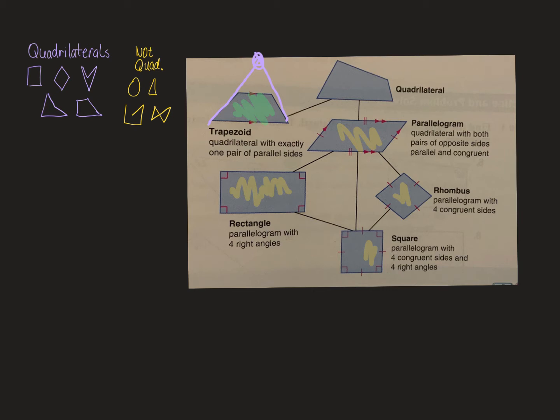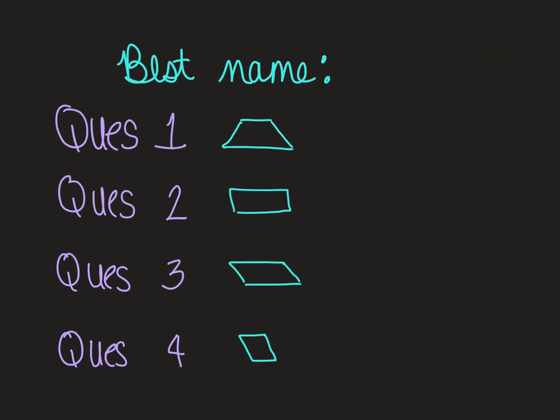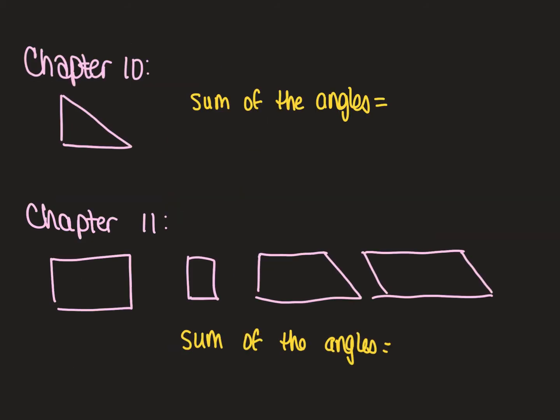So here we go. Get your tablets ready. Type in your answers to these first 4 questions. What is the best name for each of these shapes? Best name. Type in one name, even though it might have 2 or 3 or 4 names. What's the best name? All right, let's move on.